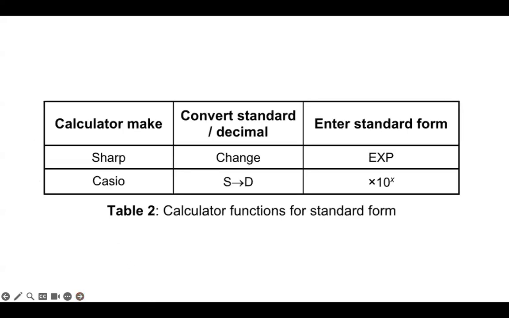Okay, so you should all have a calculator of some kind. This is just how to convert from decimals into standard form, or vice versa. Most people have the Casio, so it's the S to D button on your calculator. If you can't find it, it's really easy to do a quick Google. It will let you know all on there.